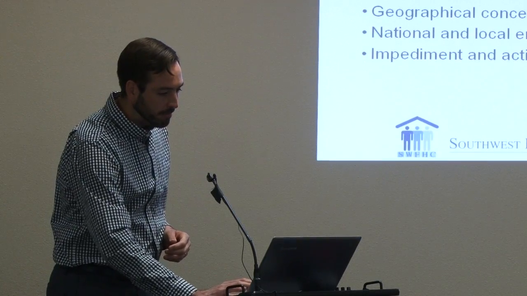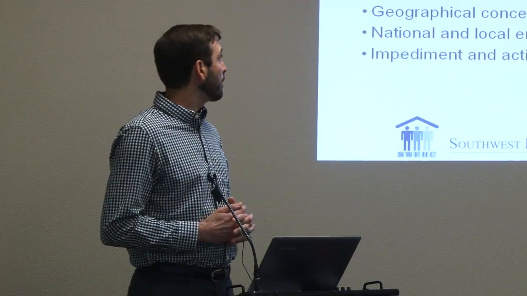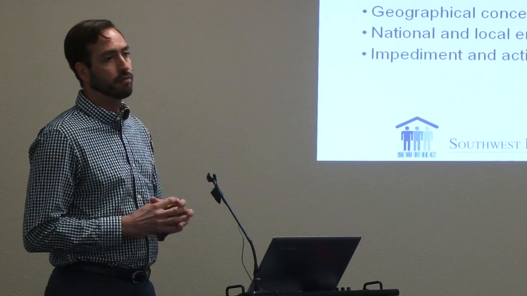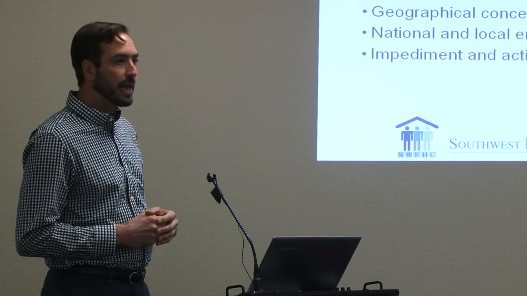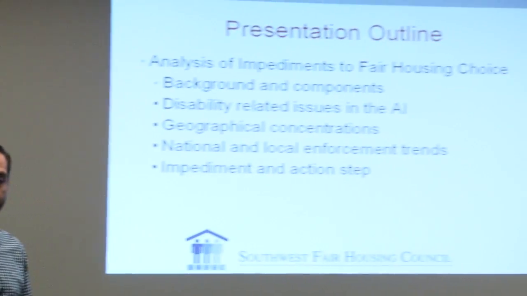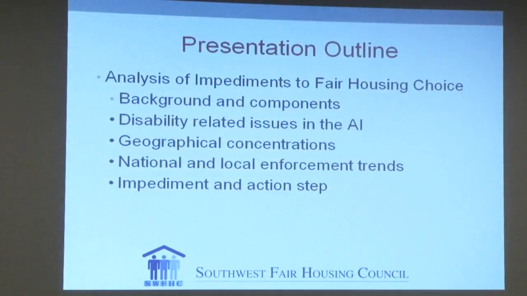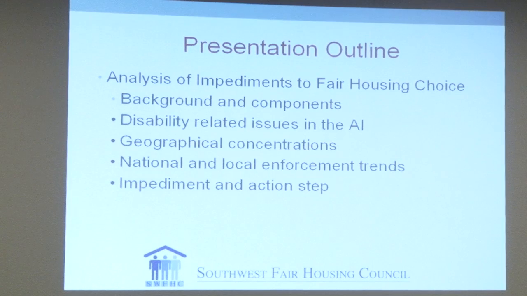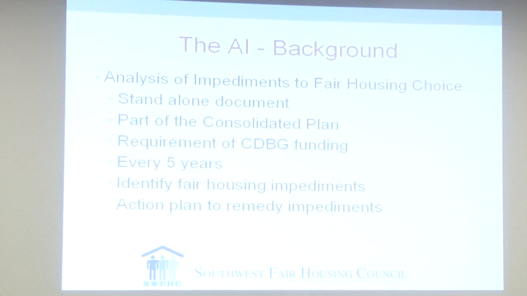What I'm going to do today is talk about the analysis of impediments to fair housing choice. I'm going to give some background about the AI and the components of the AI, the disability-related issues in the AI, and geographical concentrations of persons with disabilities. I'm going to talk about national and local enforcement trends, and I'm going to talk about the impediment and action step that's in the AI that the city and county have agreed to take. Next slide.